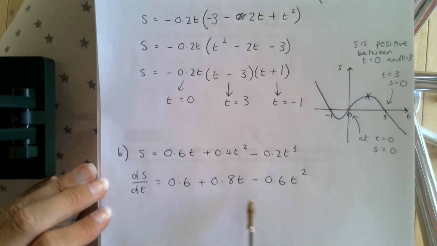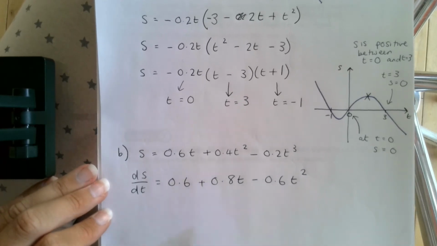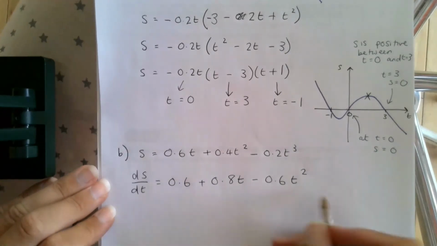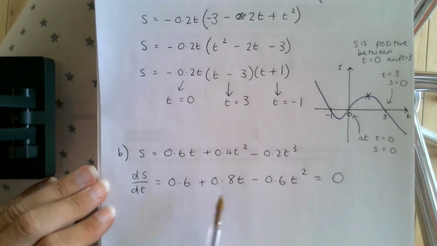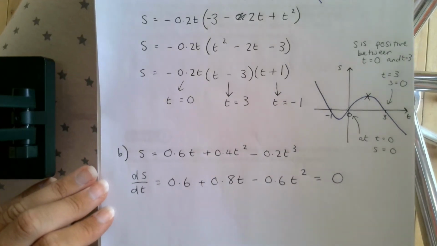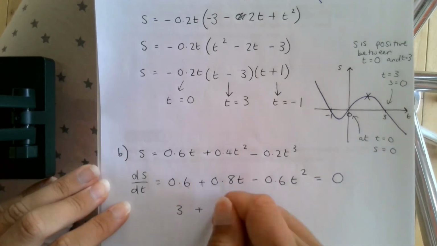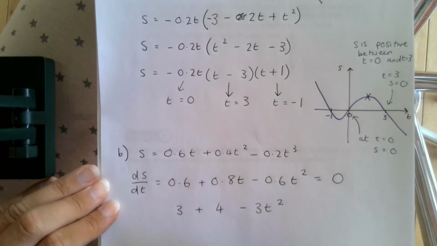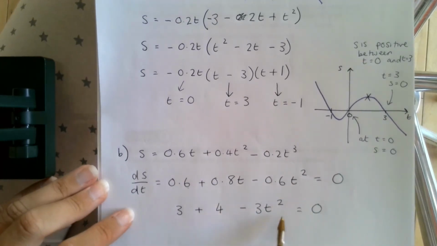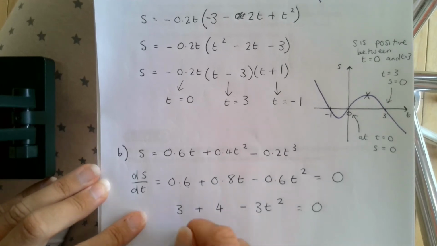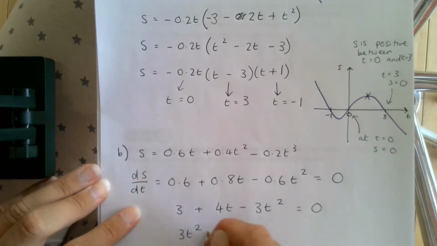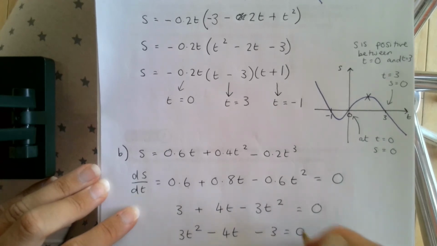And what can we do? What's the best thing to do here? I know that the maximum point is going to occur when that is equal to 0. Now I don't like having these decimals in there, so I think I'll multiply by 5, which is my best option. I get 3 plus 4t minus 3t squared equals 0. And I'm also going to multiply them all by minus 1 because I don't like having a negative in front of t squared, that's just me. So I get 3t squared minus 4t minus 3 is equal to 0.